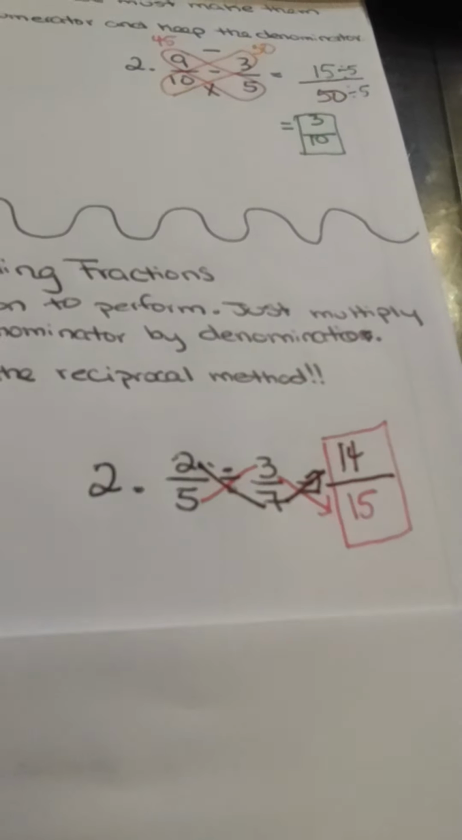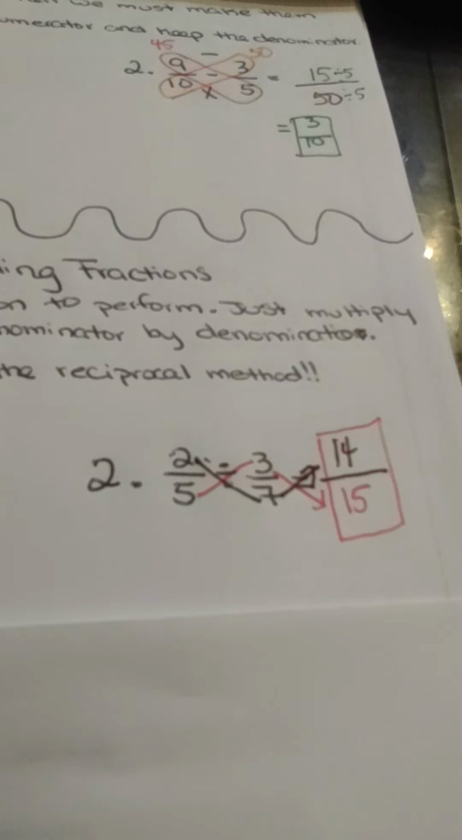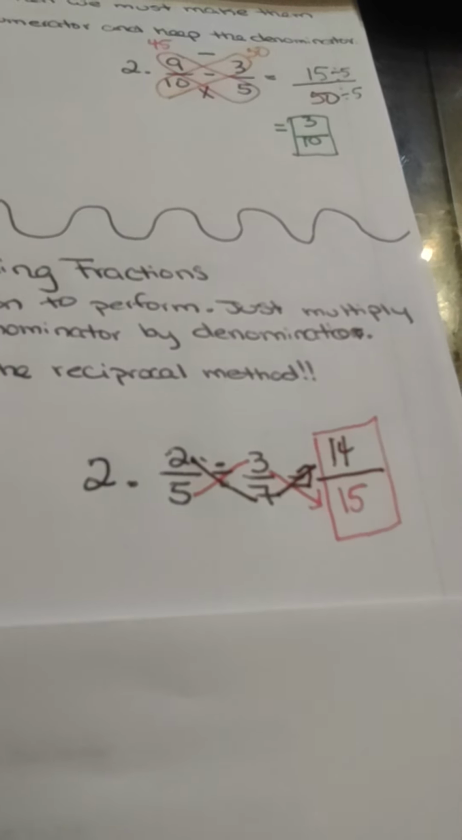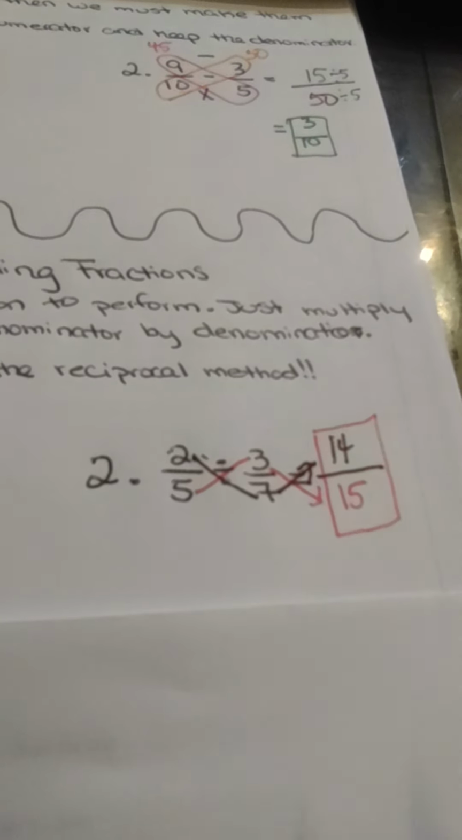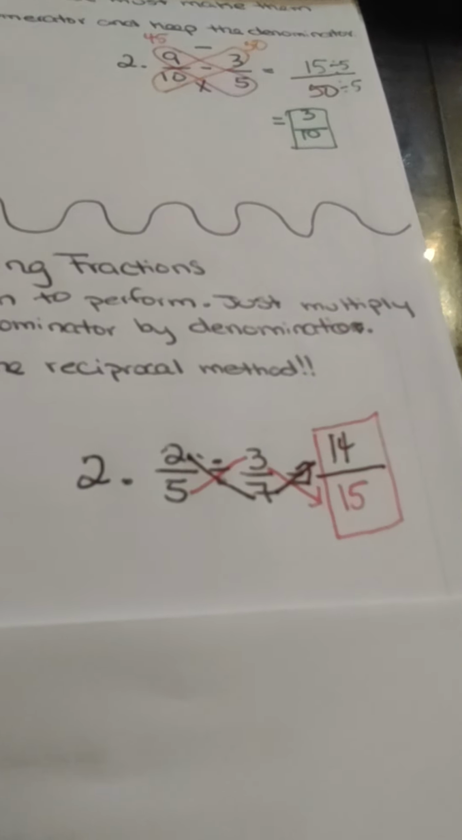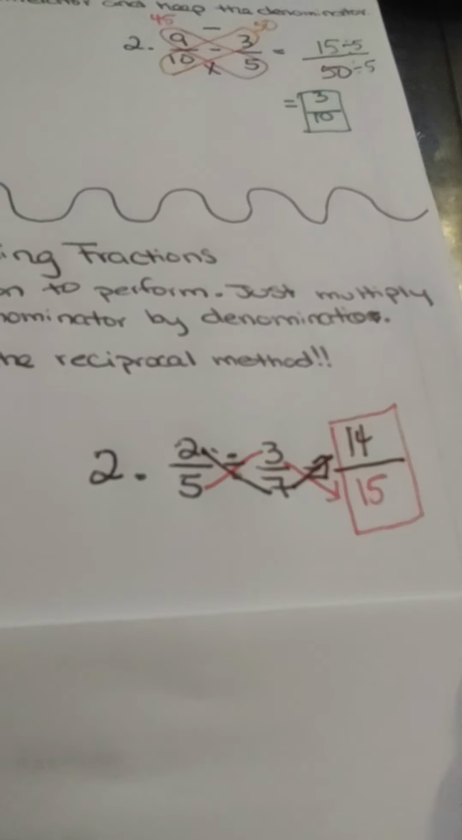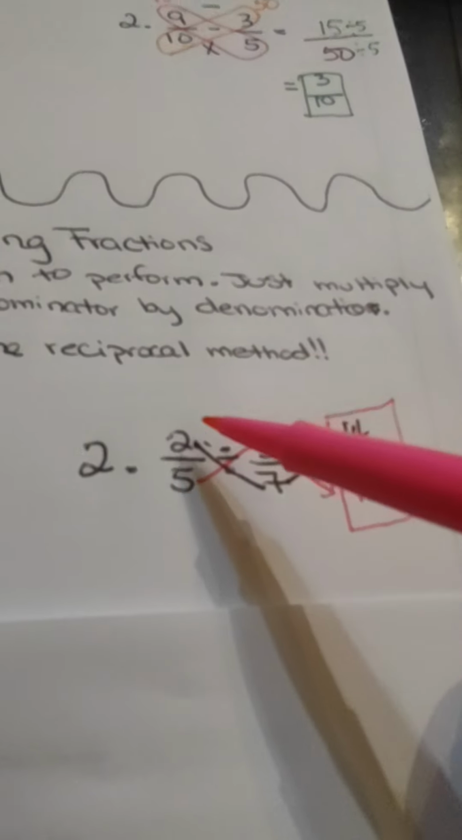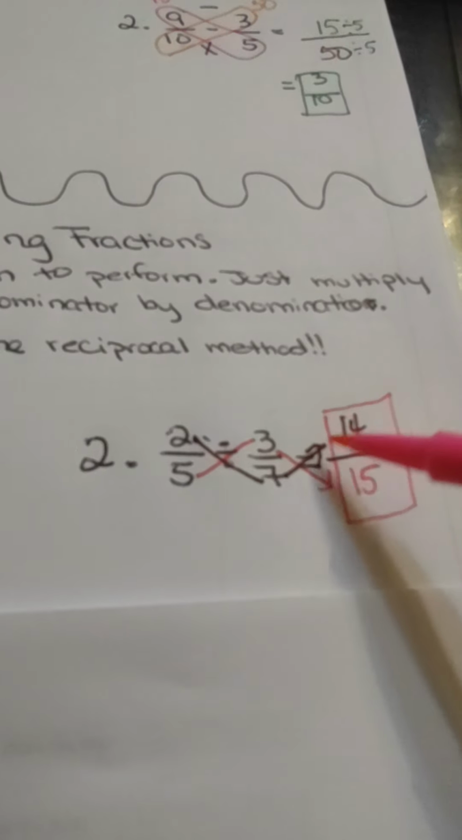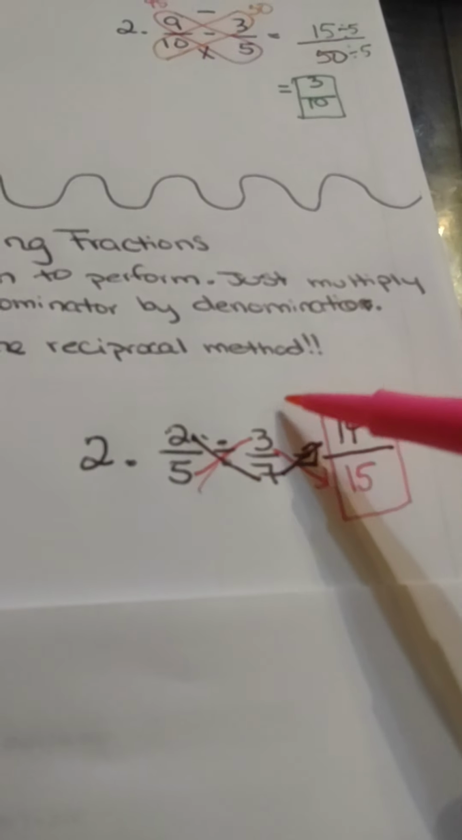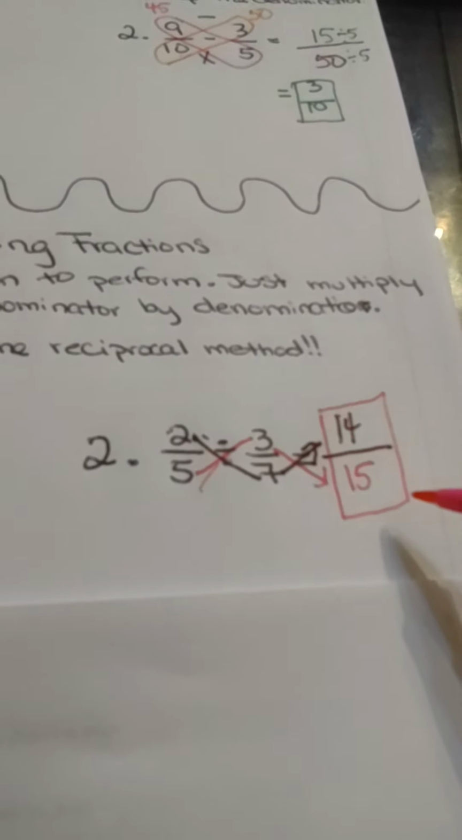You see how I saved my time from having to do the reciprocal? Again, that's the one I grew up with. I found this one easier for me when I was teaching, and my kiddos did too. I don't know which one you feel more comfortable with. It's just a little zigzag. 2 times 7, but it is going to go on top. And then 5 times 3, and it's going to go on the bottom. And that's it.